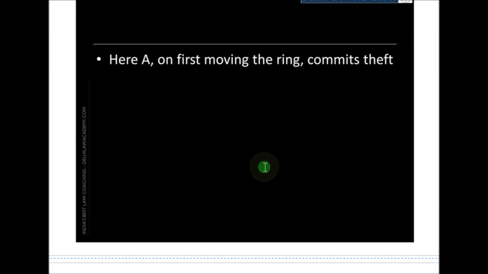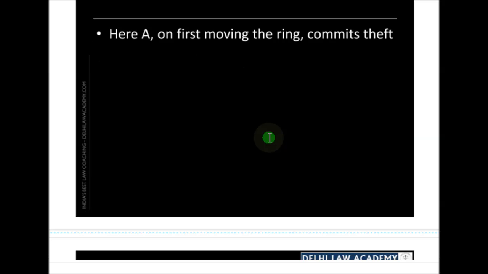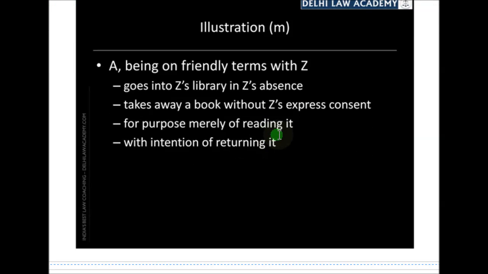And the answer as given in the IPC is also the same. It says that A, on first moving the ring, commits theft. In this case, A has not actually taken the ring out of Z's house. Still, it amounts to theft because he has moved the property and he has taken the property out of Z's possession without Z's consent. We now have two more illustrations.